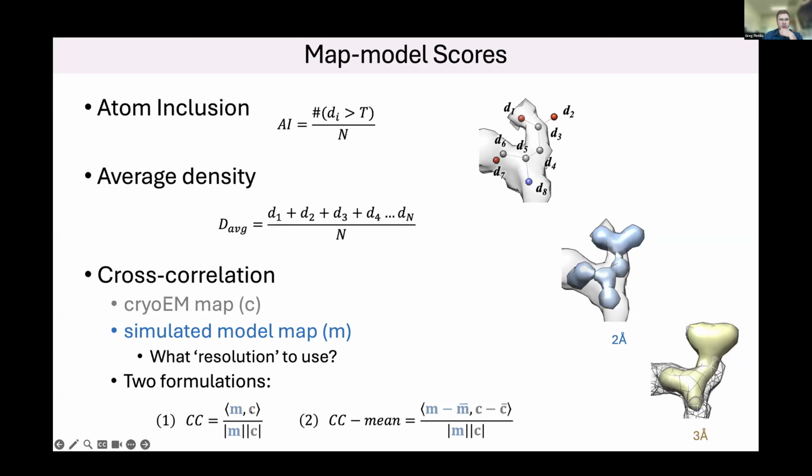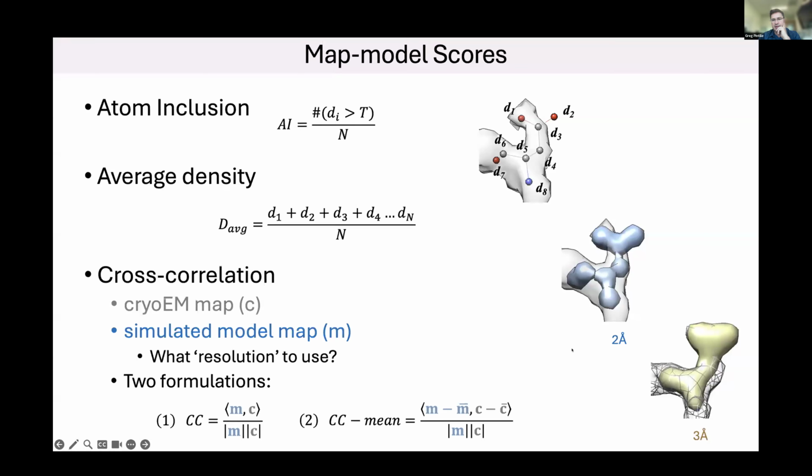These cross-correlation scores vary between -1 and 1; they are normalized. There are two different formulations for this cross-correlation: one where you subtract the mean, and one where you don't. This is a very subtle difference. If you've looked at cross-correlation scores before, it's not always clear which one is being used, and there are strengths and weaknesses of both.